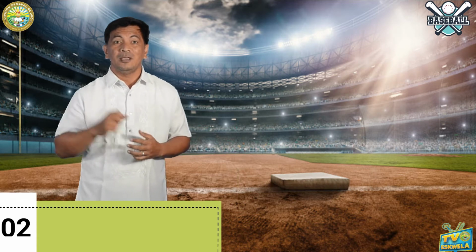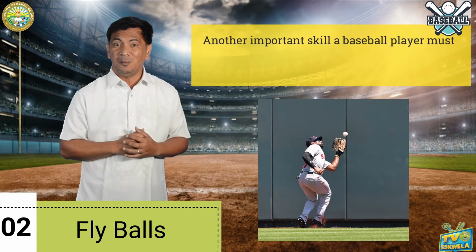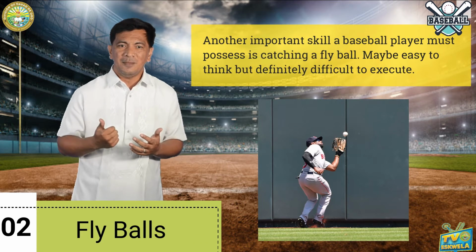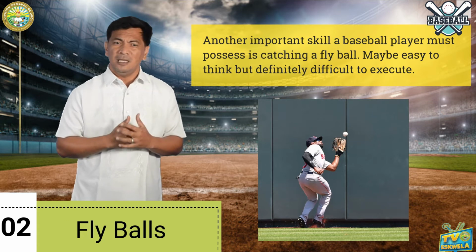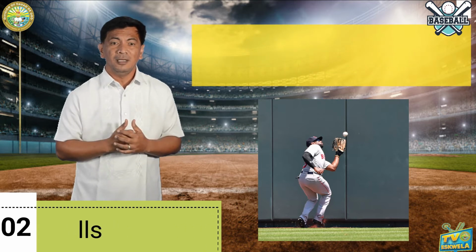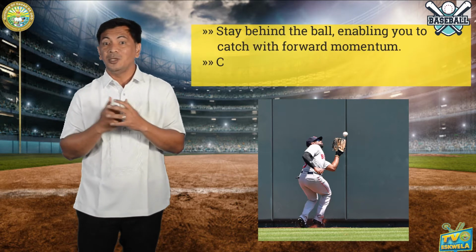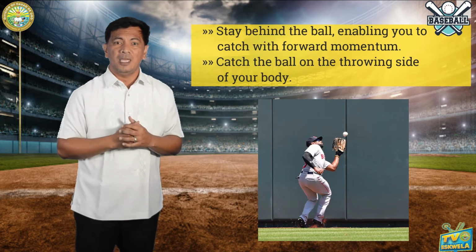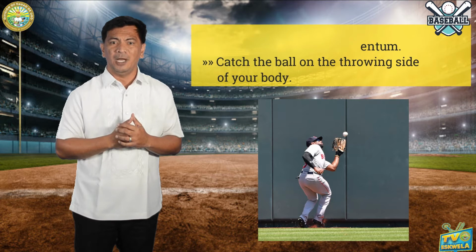Number 2, catching fly balls. Another important skill a baseball player must possess is catching a fly ball. Maybe easy to think, but definitely difficult to execute. To catch the ball is to stay behind the ball, enabling you to catch with forward momentum. Catch the ball on the throwing side of your body.